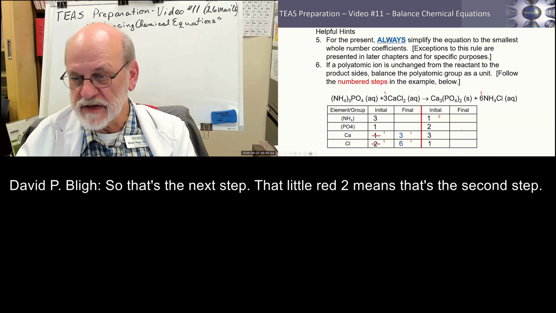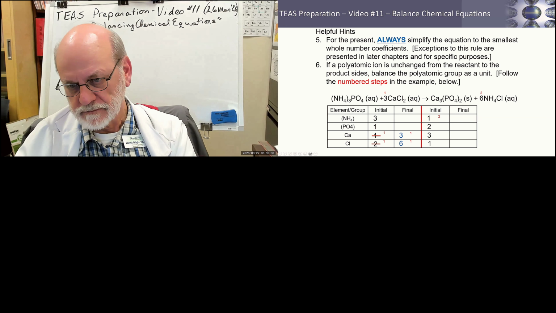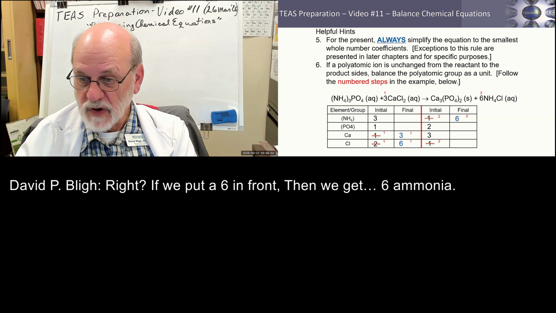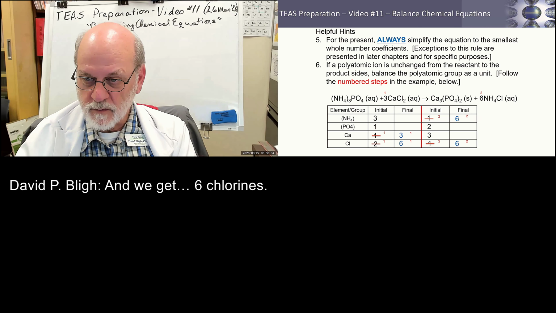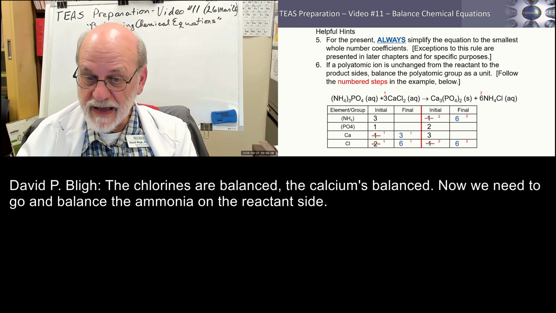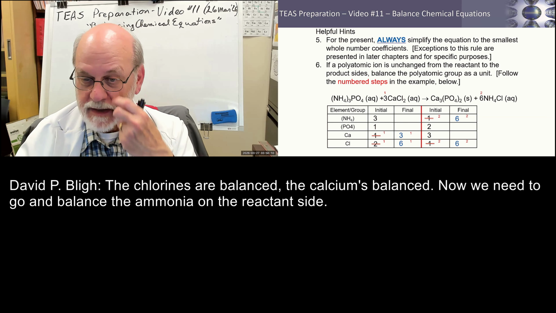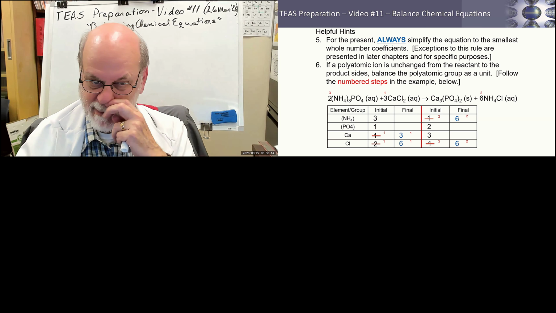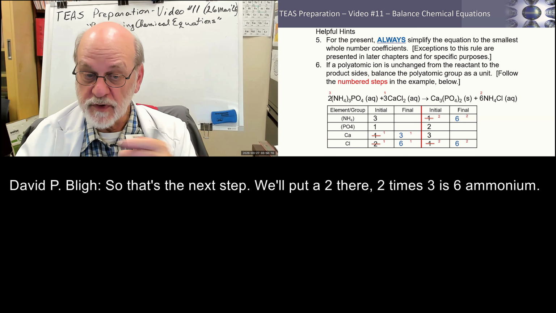So that's the next step. That little red 2 means that's the second step. Right? If we put a 6 in front, then we get 6 ammonium and we get 6 chlorines. The chlorines are balanced, the calcium's balanced. Now we need to go and balance the ammonium on the reactant side. So that's the next step. We'll put a 2 there. 2 times 3 is 6 ammonium.